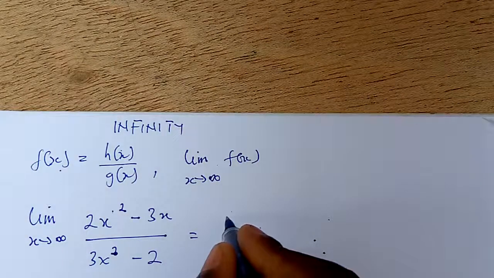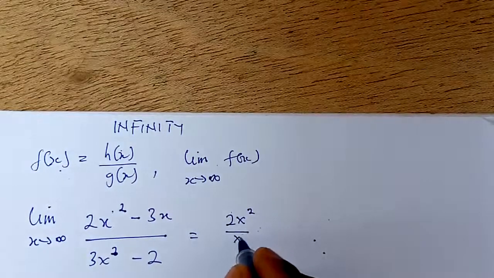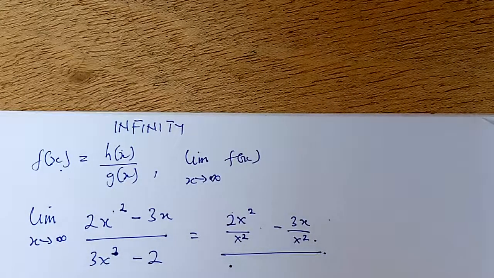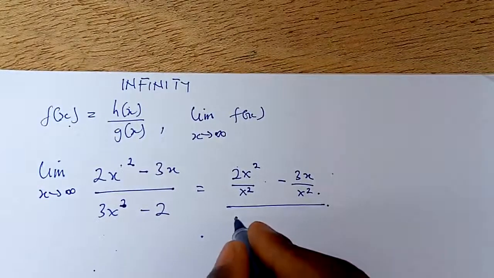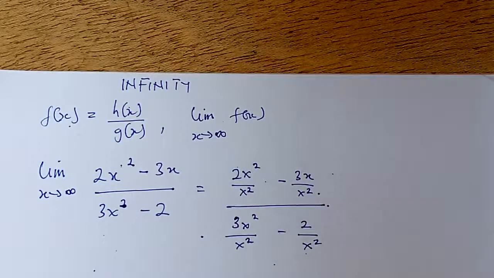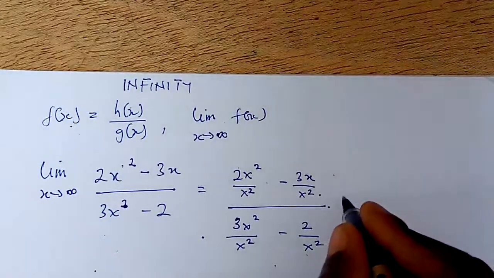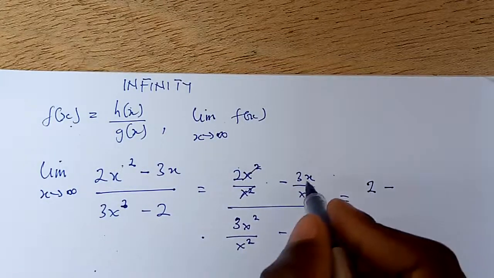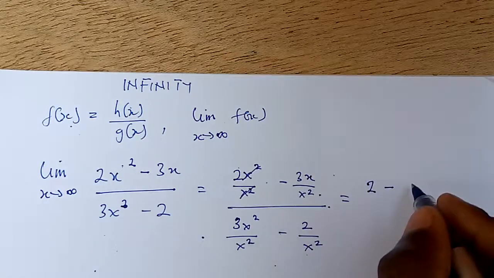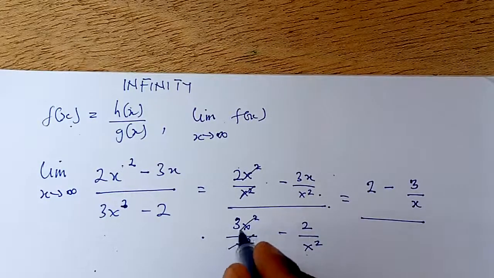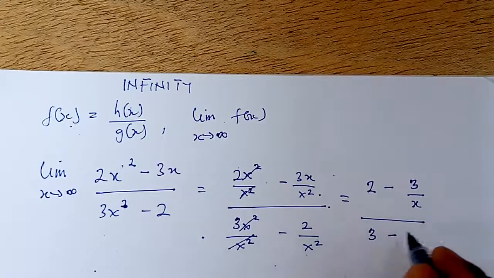So what we're going to do here is divide 2x squared by x squared, minus 3x by x squared, all over, and then divide 3x squared by x squared, minus 2 by x squared. So you see that x squared cancels x squared, left with 2 here, minus 3x over x squared, left with x as a denominator, so I have 3 over x, all over 3 from the x squared, minus 2 over x squared.